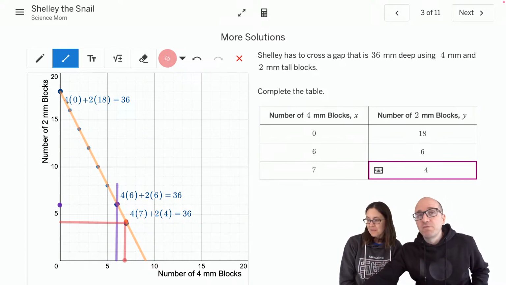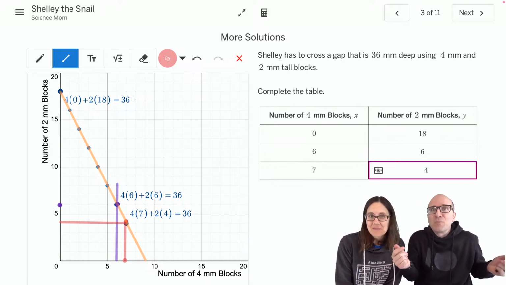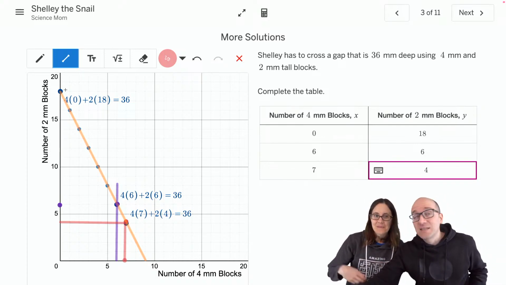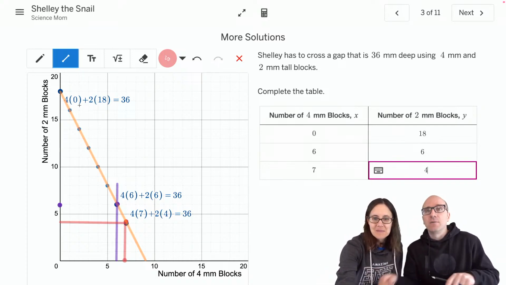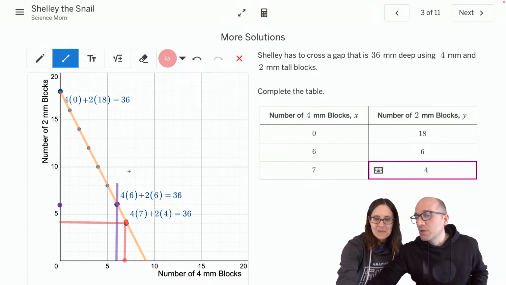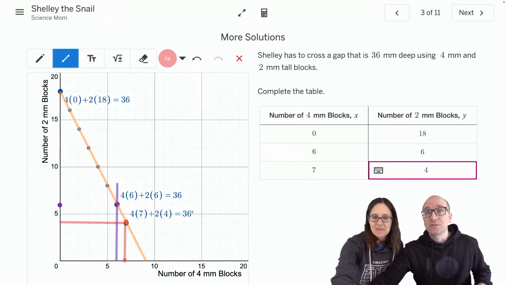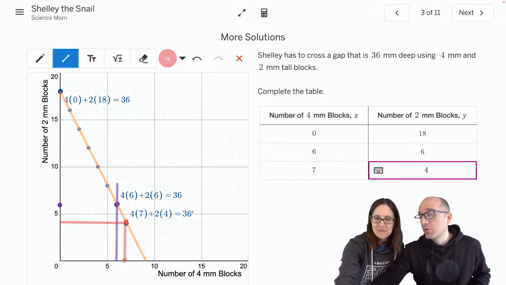So notice that the check was kind of built in for us. We said that there were 0 of the 4mm blocks and 18 of the 2mm blocks for a total of 36mm. Oh, so you could just use the equation. Add them up. So just like when we opened the class today talking about the number of legs that were in your house with people and dogs, we're using that same reasoning here, except it's not legs, it's millimeters that we're covering with different size blocks. If there were 6 4mm blocks and 6 2mm blocks, that covers 36mm. If there are 7 4mm blocks, 4 2mm blocks, that's also 36mm. It works both ways.